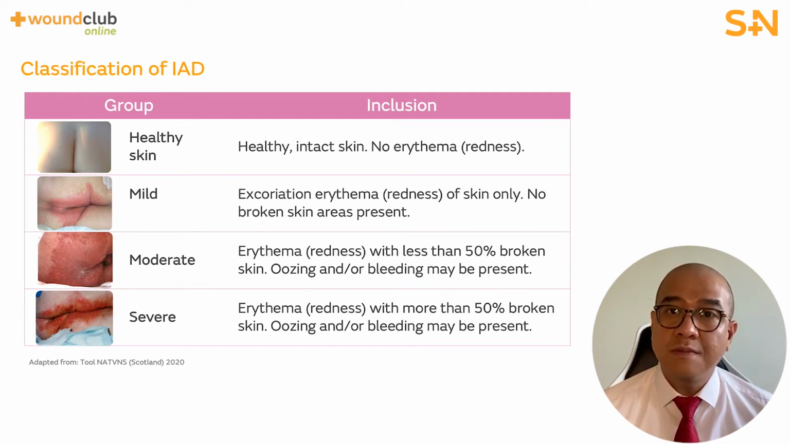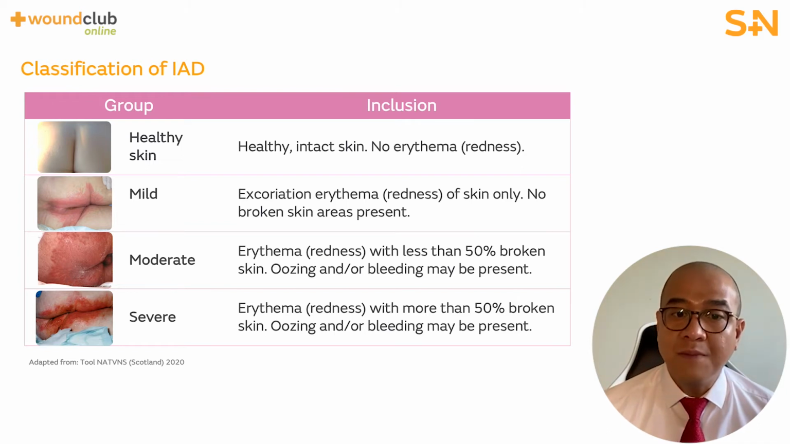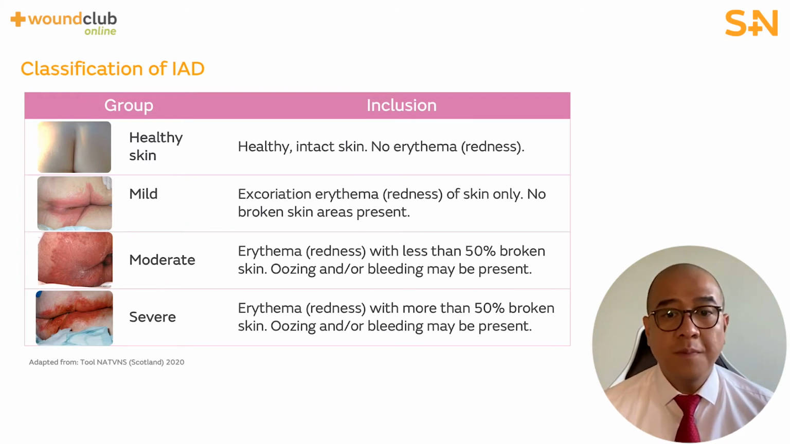This confusion may become more apparent following the 2018 NHS improvement recommendations that clinicians should report MASD as well as pressure ulcers of category 2 and above. Now, the National Association of Tissue Viability Nurses in Scotland have developed a useful excoriation grading tool for IAD to help clinicians adopt a consistent and accurate approach in the assessment and management of patients with IAD.